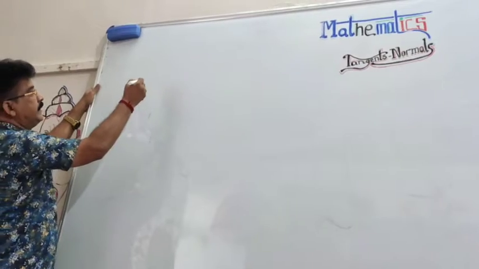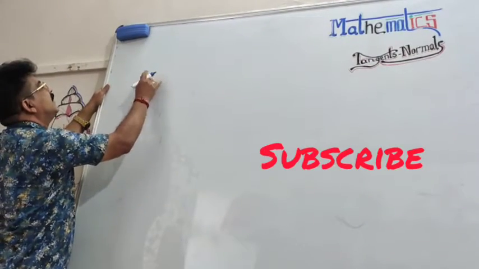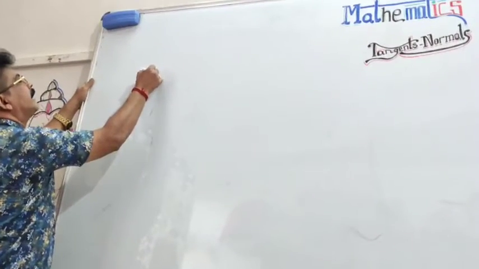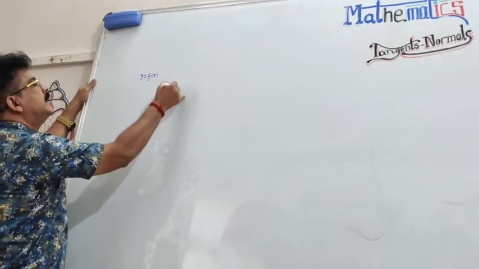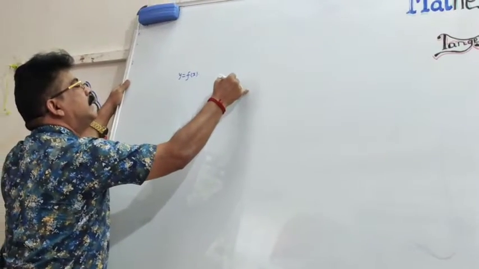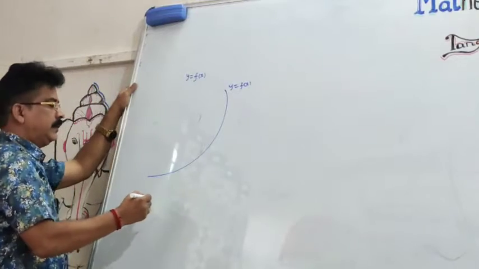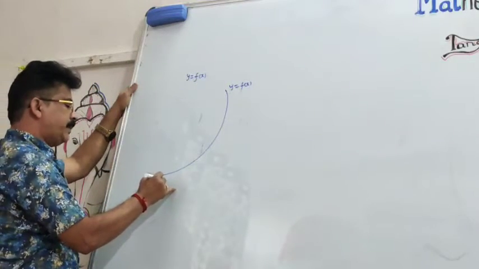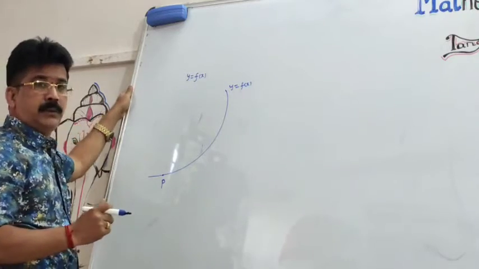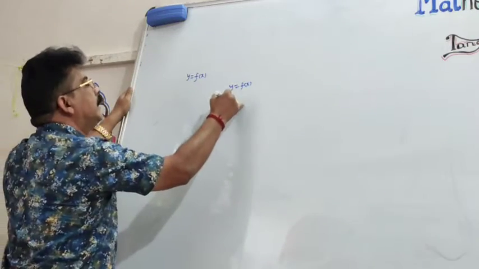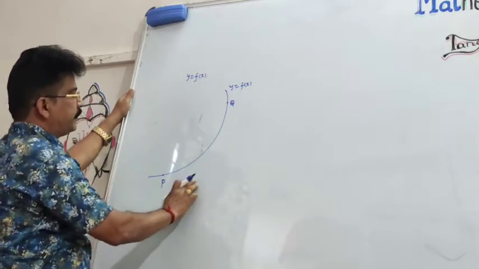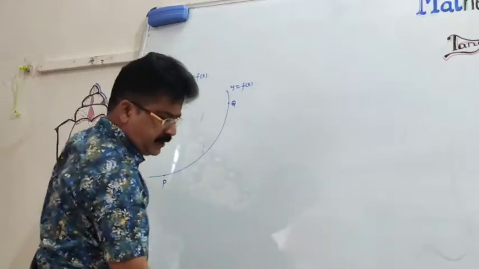Before going to the next topic, let us consider the curve y is equal to f of x. For example, this is the curve y equal to f of x. Let capital P be a point on the curve y is equal to f of x and Q be another, neighboring point on the same curve.